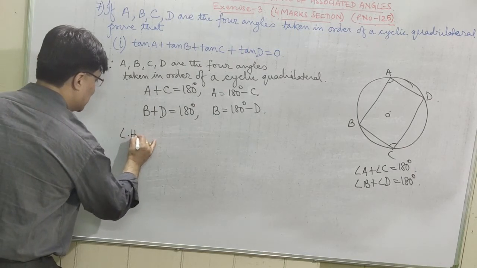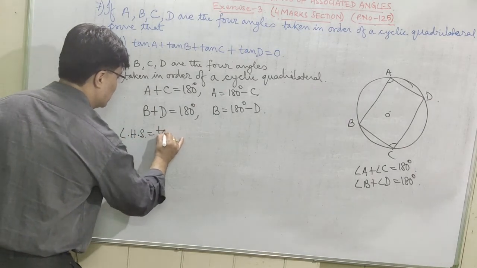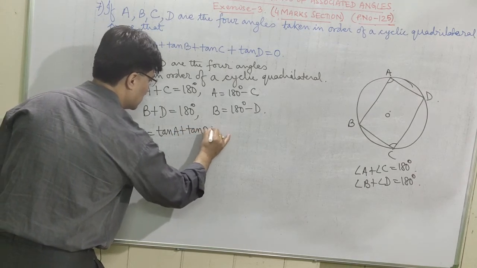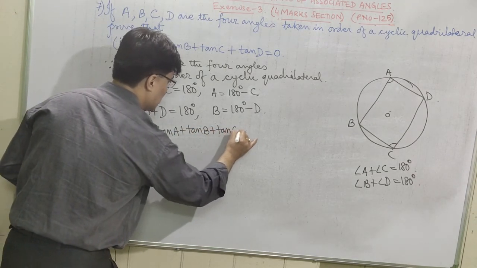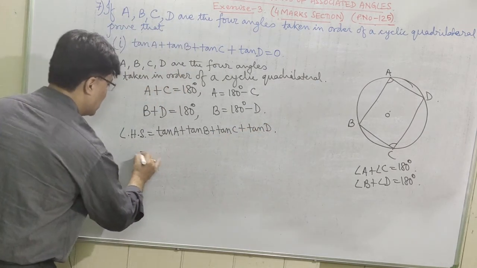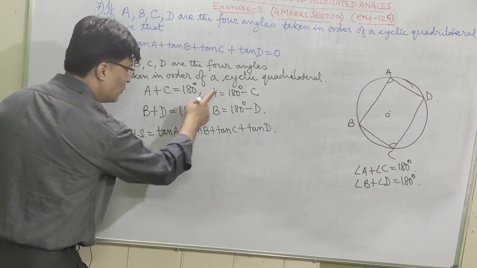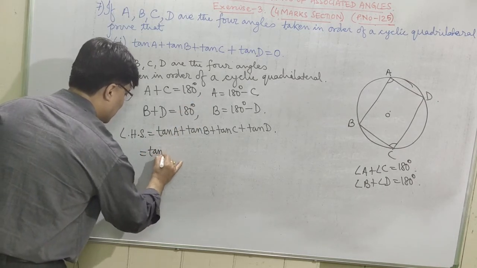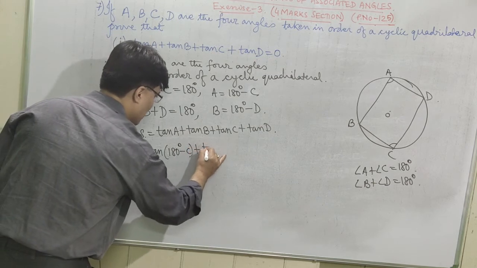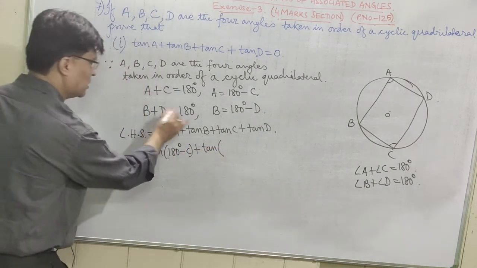So LHS is equal to tan A plus tan B plus tan C plus tan D. So let us put the value for A. What is the value for A? Tan of 180 degree minus C plus tan, what is B out here?